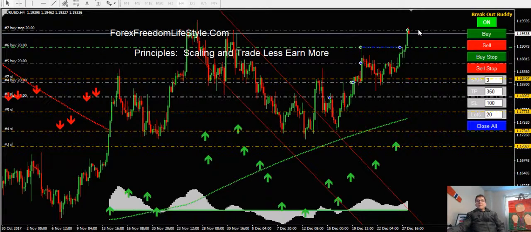Another one, resting buy stop. And we will pause and come back.